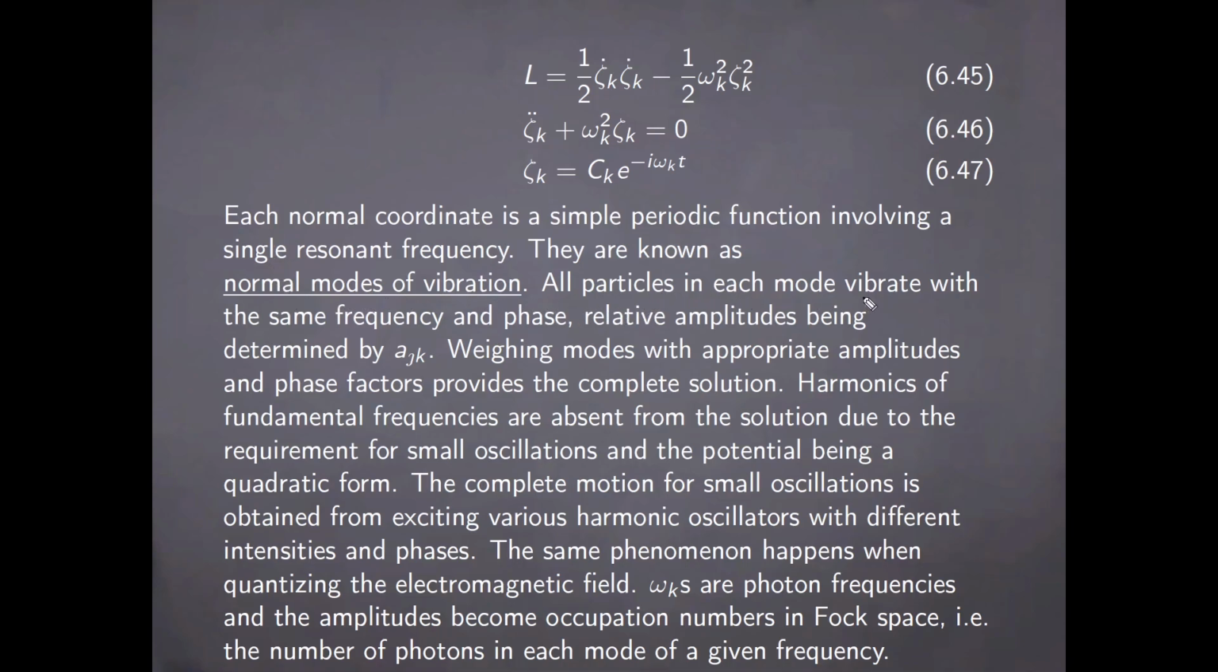All particles in each mode vibrate with the same frequency and phase, relative amplitudes being determined by the coefficients A of indices j and k. Weighing modes with appropriate amplitudes and phase factors provides the complete solution. Harmonics of the fundamental frequencies are absent from the solution due to the requirement for small oscillations and for the potential to be a quadratic form. The complete motion for small oscillations is obtained from exciting various harmonic oscillators with different intensities and phases.